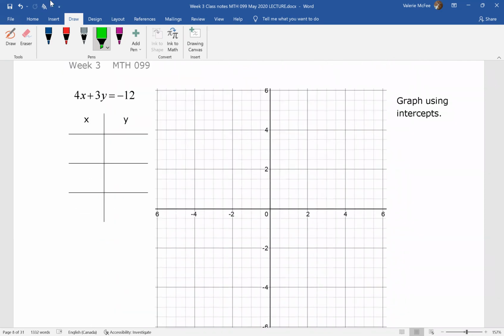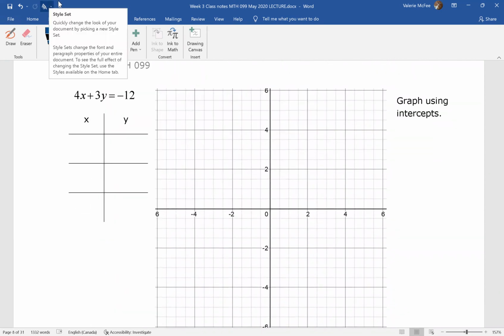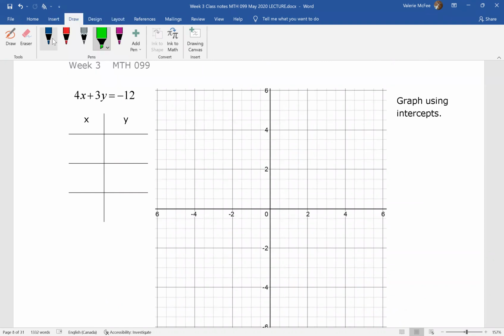So here's another equation. I want you to graph using the intercepts. That means we're going to let x equal 0 and y equal 0. Pause your video and find the graph for this equation.